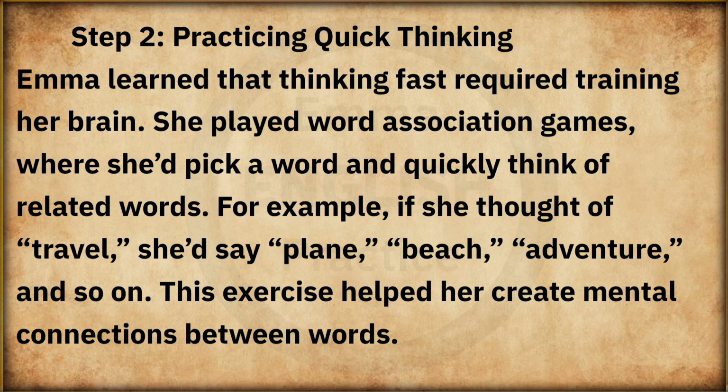Step 2: Practicing quick thinking. Emma learned that thinking fast required training her brain. She played word association games, where she'd pick a word and quickly think of related words. For example, if she thought of travel, she'd say plane, beach, adventure, and so on. This exercise helped her create mental connections between words.